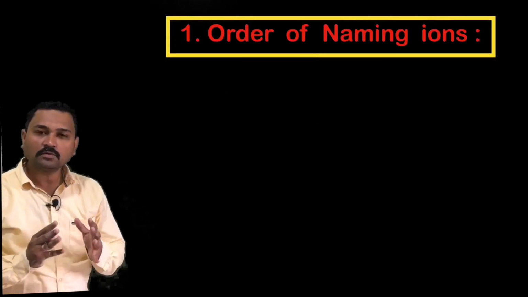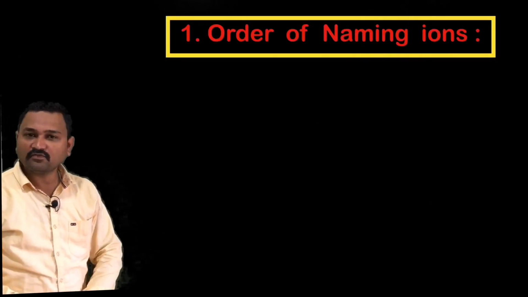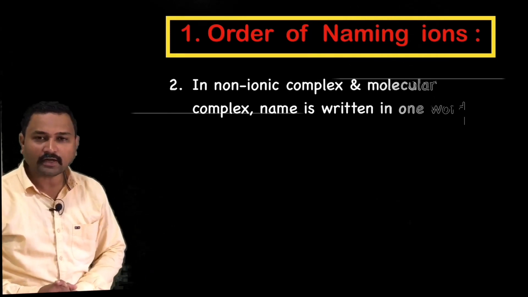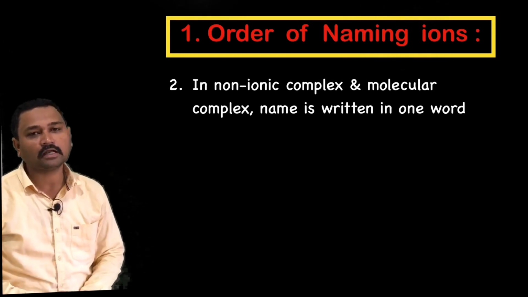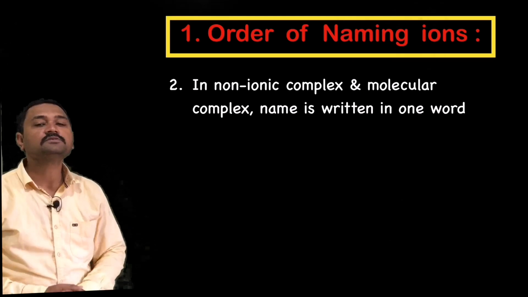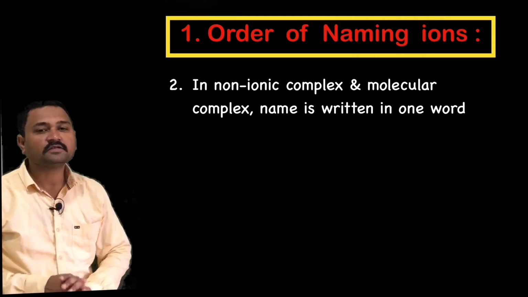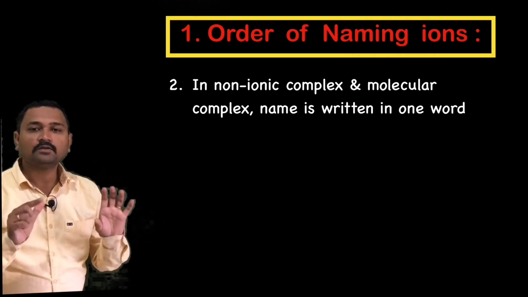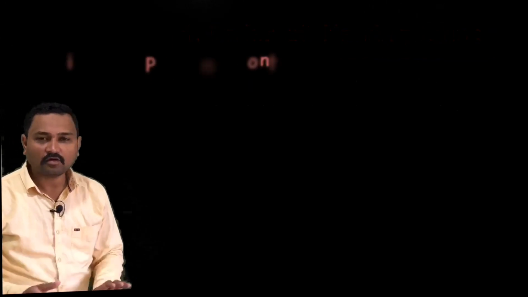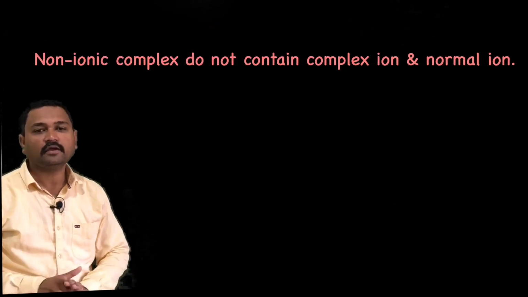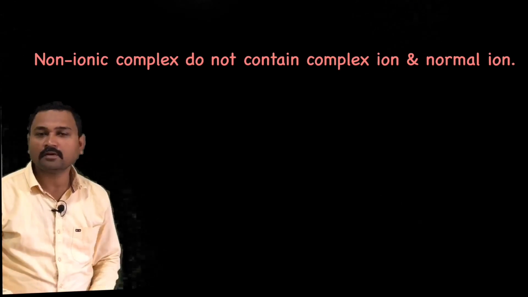Now point number two in rule number one. In a non-ionic complex, or a molecular complex, the name of the coordination compound is written in one word. A non-ionic complex is one which does not contain any complex ion and normal ion.